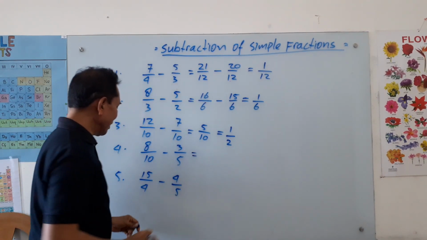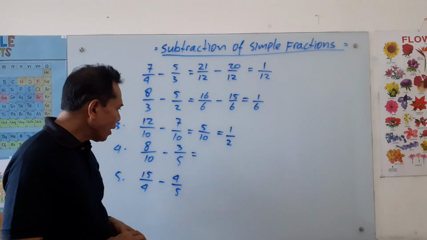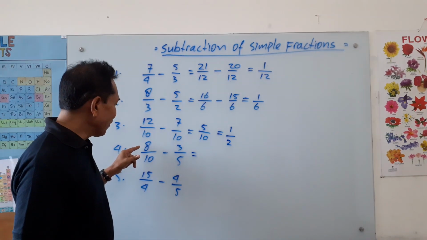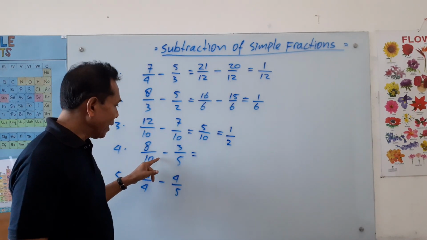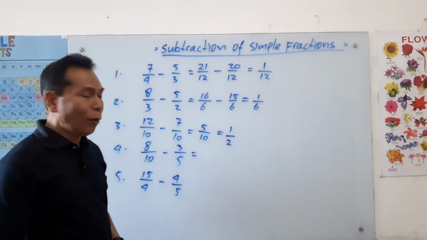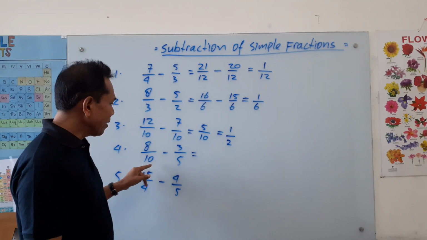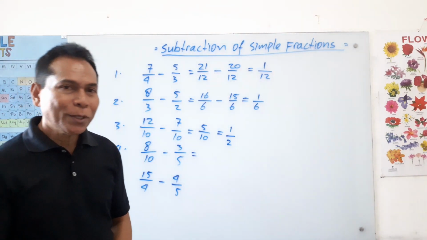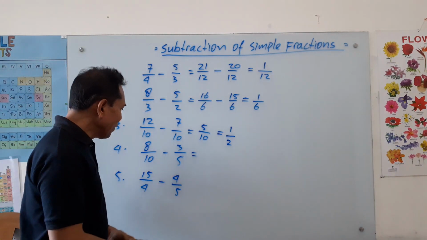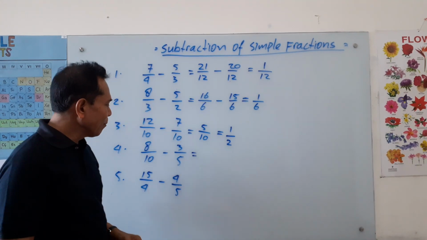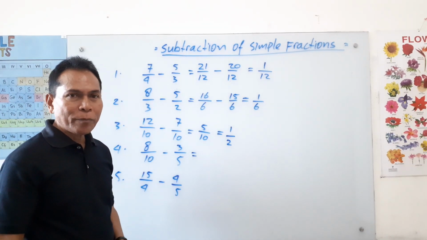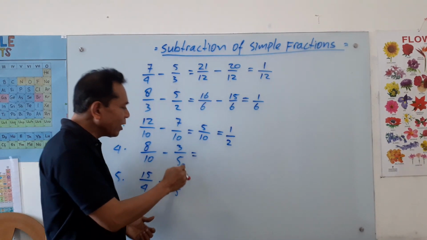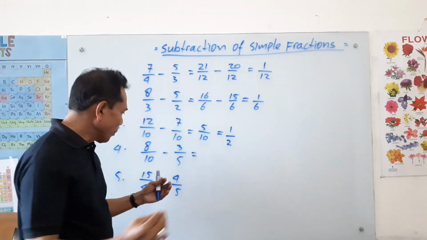Now we go to the next one, number 4. Number 4 is different. Denominators are different. You have 8 over 10 minus 3 over 5, or 8 tenths minus 3 fifths. They are different. So we need to make them the same first. We need to make the denominators the same first before we subtract them. As usual, we take the first denominator and the second denominator. We multiply them.